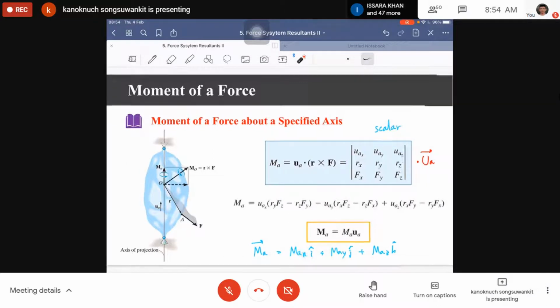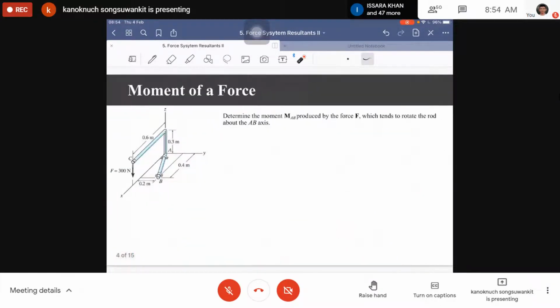Okay, so let's see one example. This question wants you to determine the moment MA about this rod by the force F, which tends to rotate the rod about the AB axis. On this rod, we exert the force at point C, and you can use either A or B as the rotation point. You can find MA or MB.